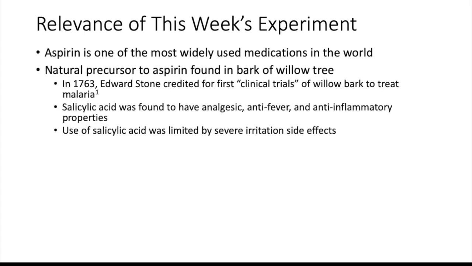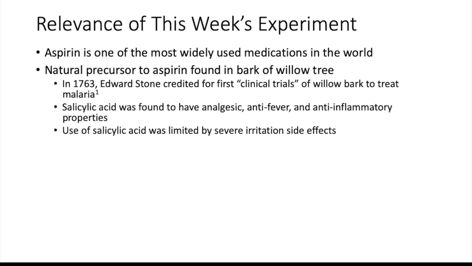The history of aspirin began when people started to investigate the therapeutic properties of the bark found in willow trees. In 1763, Edward Stone was the first person to discover that the bark found in willow trees could be used to treat many of the symptoms found in malaria. Later on, it was discovered that the active ingredient in willow bark was salicylic acid.